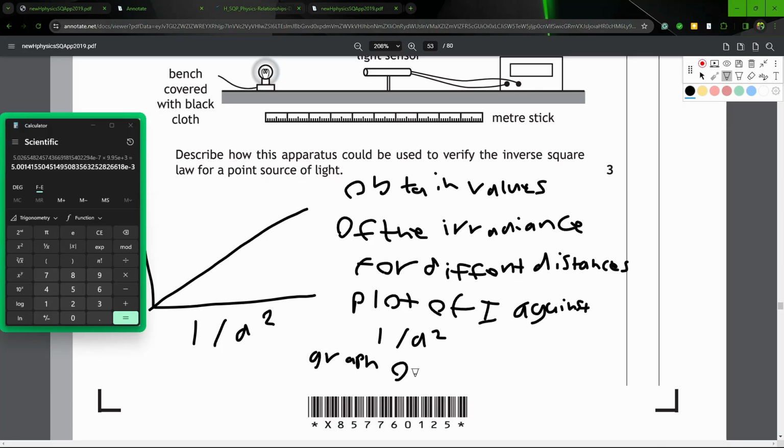Graph of I against 1 over d squared is a straight line and goes through the origin. Yeah, so whenever you want to confirm a relationship or something like this, getting a graph that goes directly through the origin is what you want.